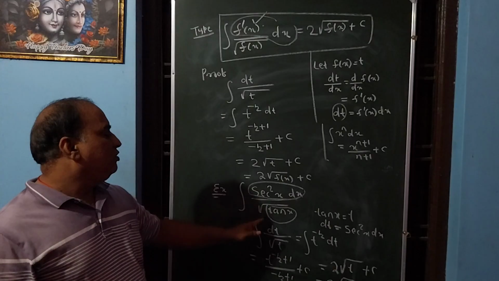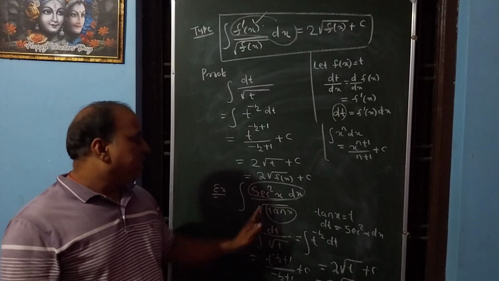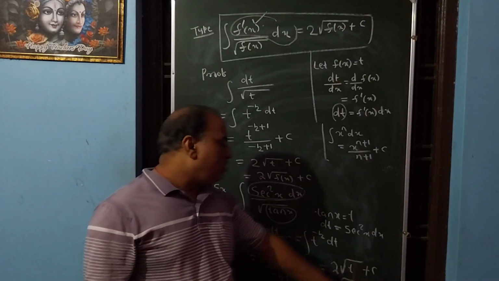Whenever the derivative is on top and the function root over is below, the result is always 2 root over of f x.